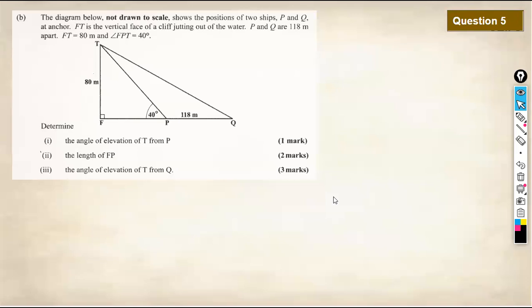Another trigonometry question, right? This looks a little bit easier. It has a right angle in it. I always like right angle questions. That means it's going to be normal sine, tan, or cosine, or something like Pythagoras' theorem. Good luck.